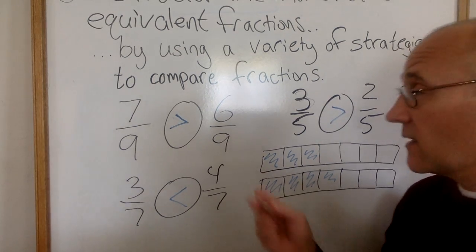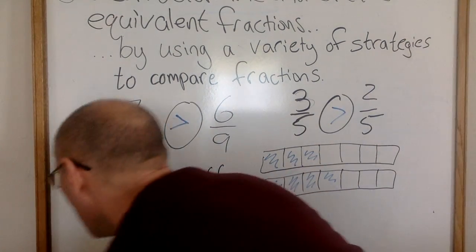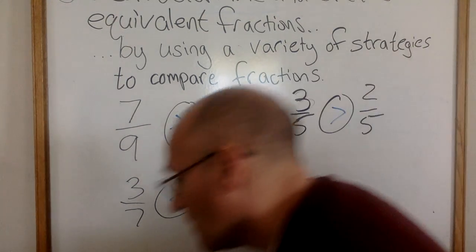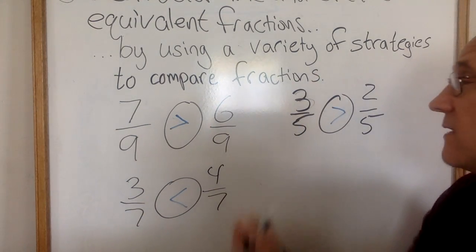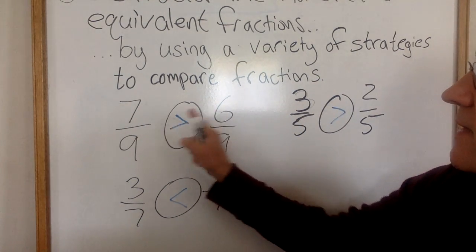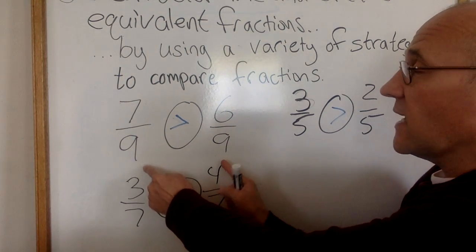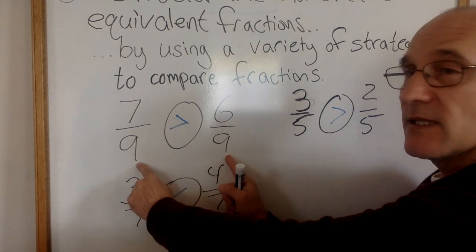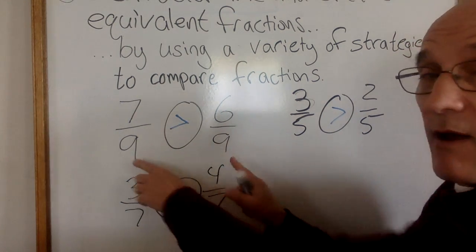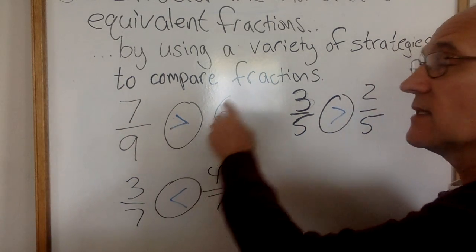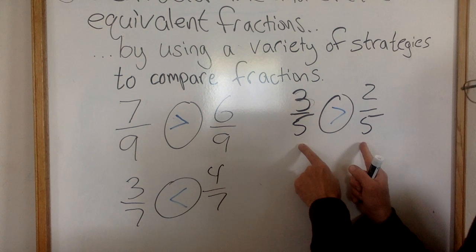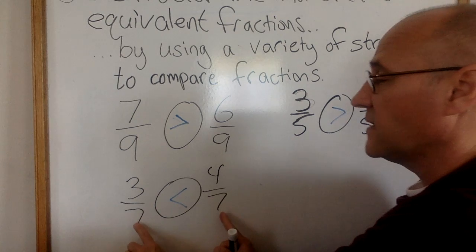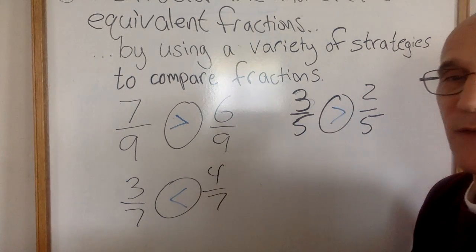Does anybody notice a pattern? Take a look at our 3 and see if you notice a pattern. Hopefully what you noticed is that when your denominators are the same, all you have to do is compare numerators. 7 is greater than 6, so having 7/9 is greater than having 6/9. The pieces are all the same size. Having more pieces is greater than having less pieces. If all the pieces are fifths, having 3 is greater than having 2 of them. If all the pieces are sevenths, having 3 is less than having 4 of them.